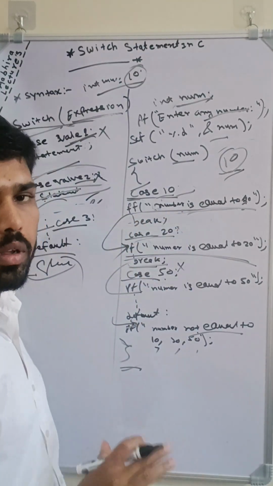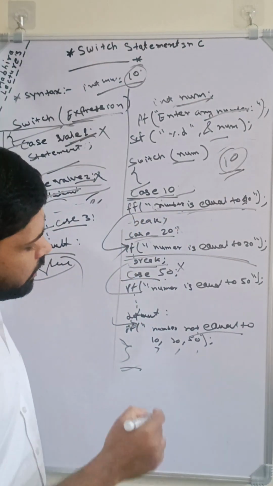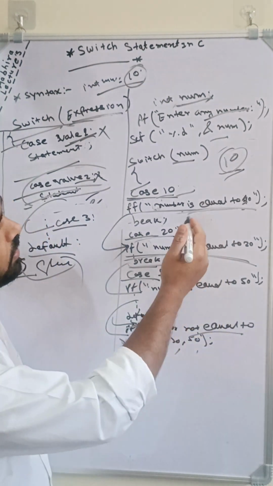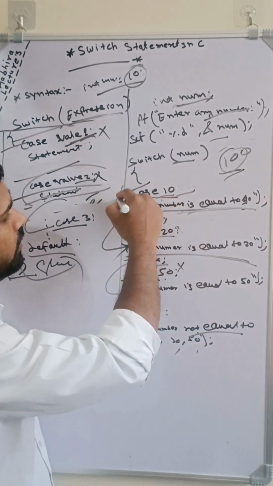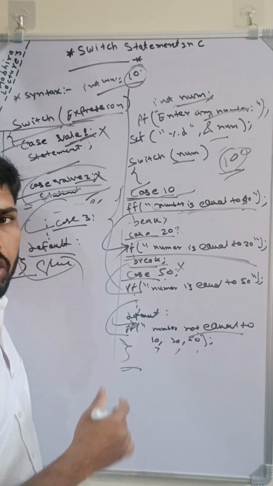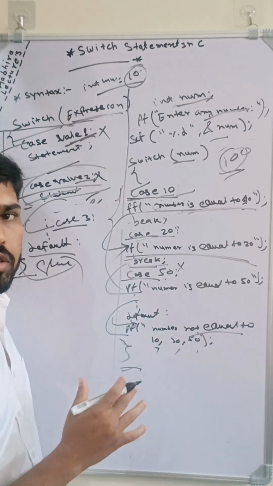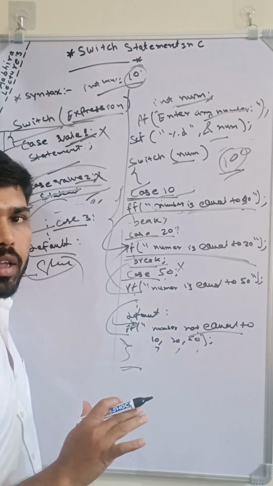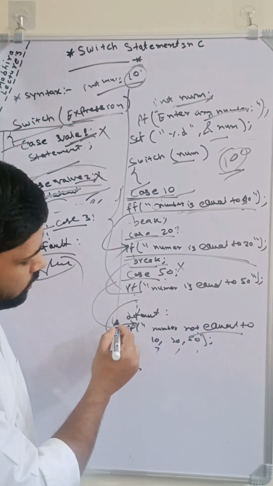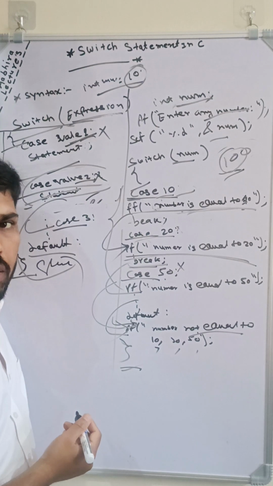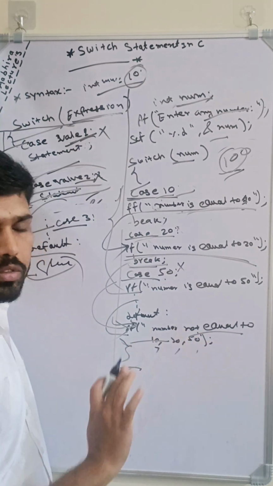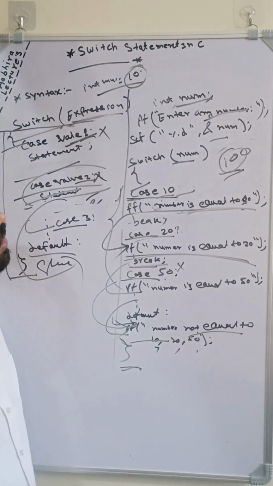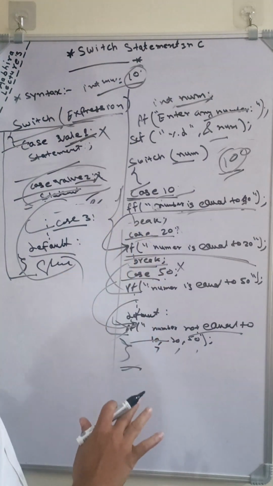Okay, I hope it was clear. Next, default. As I said, if I give the number 100, it will check all the cases, however many there are, that's up to you. If no case matches, it will jump to default, and then whatever statement is there will be printed. So this is what the switch case is.